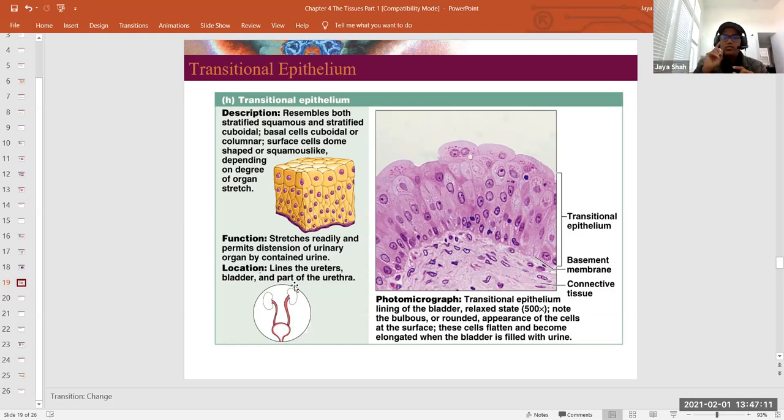And that is found only in three locations. Write it down. Those three locations are the inner lining of the urinary bladder, the lower part of the lining of the ureter here, and the lining of the upper part of the urethra. So it lines the ureter, bladder, and part of the urethra. You can see here too.